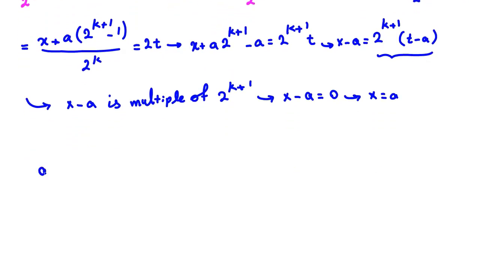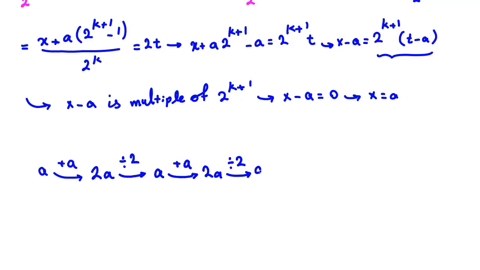Let's analyze it. The first number is a. Alice adds a, it will be 2a. Then Bob divides by 2, it will be a, and so on. Alice adds a, 2a, Bob divides by 2, a. And we have a cycle.